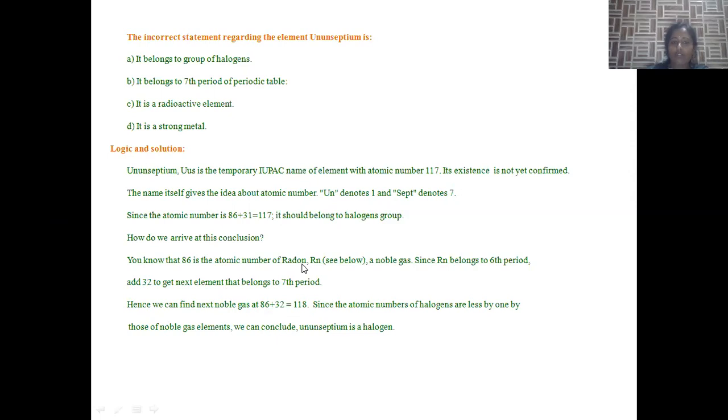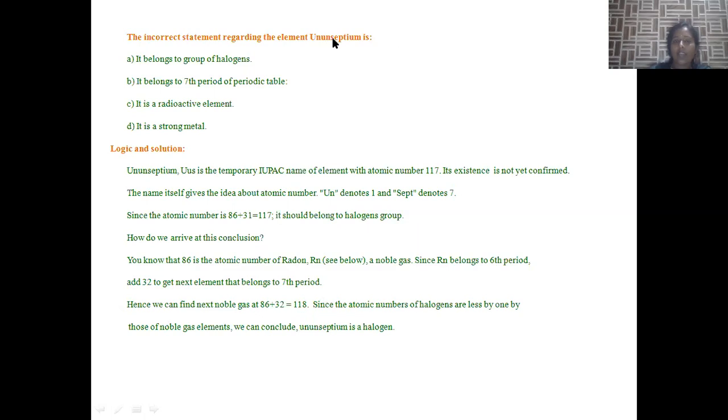The atomic number of radon is 86. To get the next noble gas element, 32 has to be added, because each period has a certain number of elements added. So radon to the next period should be added with 32. When 86 is added with 32, it becomes 118.